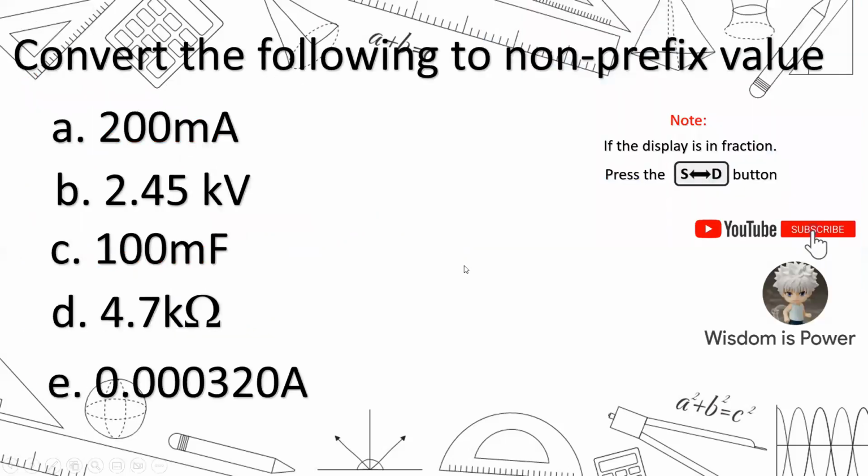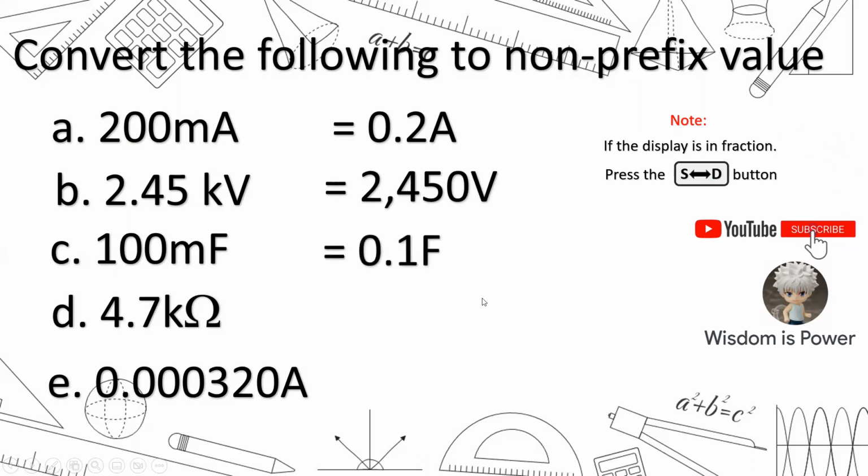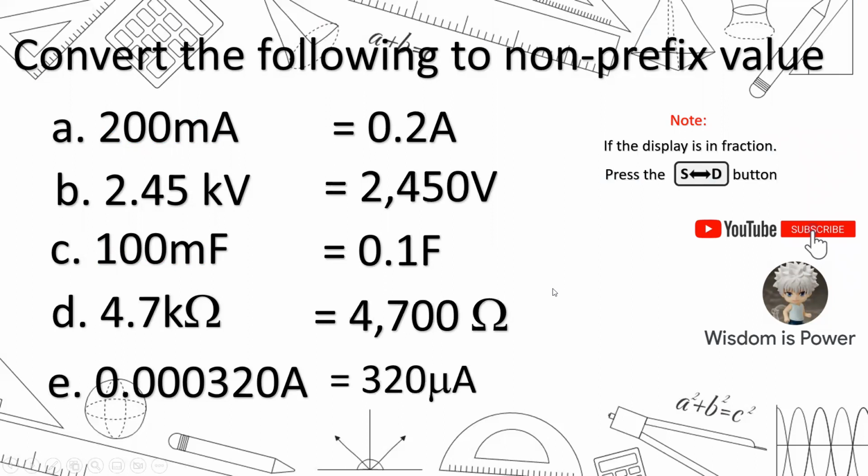So convert the following to non-prefix value. So again, if the display is in fraction, then simply press the standard to decimal button. So 200 milliampere, simply 0.2 ampere. 2.45 kV means 2,450 volts. 100 millifarad, simply 0.1 farad. 4.7 kilo ohms simply means 4,700 ohms. And letter E, 0.000320 ampere, meaning that is 320 microampere.